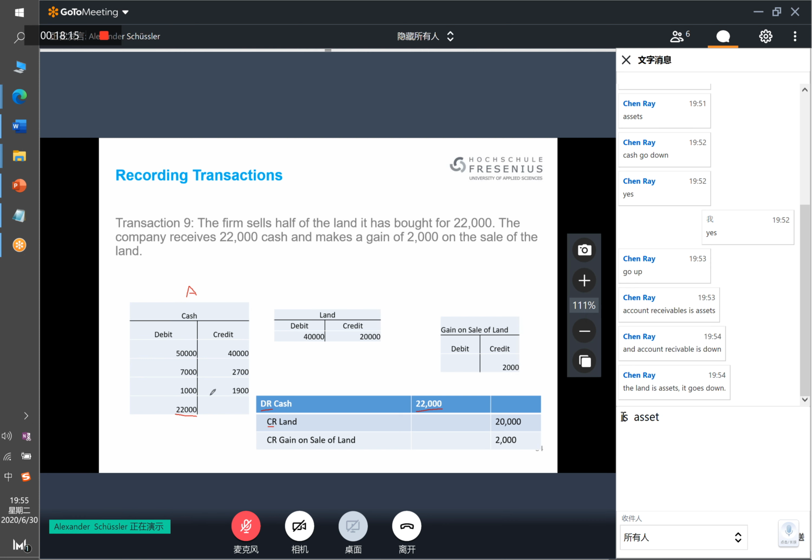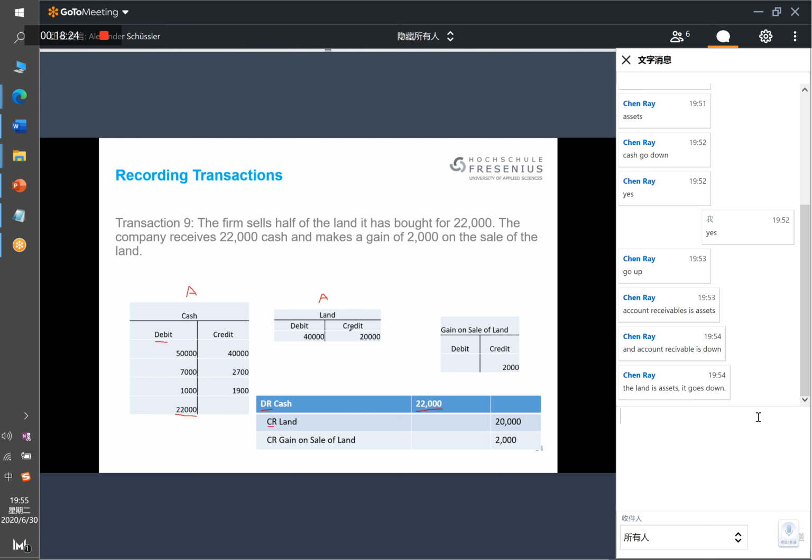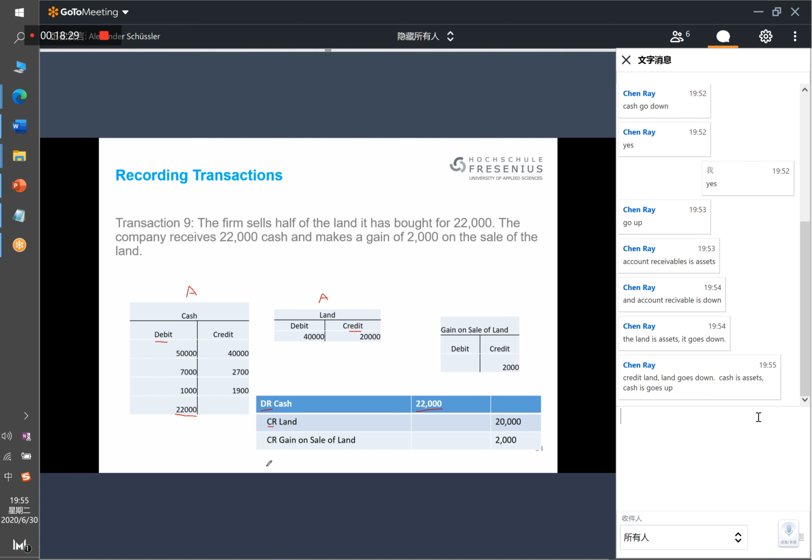Cash is an asset. When we debit it, it goes up. Land is also an asset. When we credit it, it goes down. And we also credit gain on the sale of land. Gain on the sale of land is equity. It goes into the income statement, it increases our net income, and eventually it increases our equity.